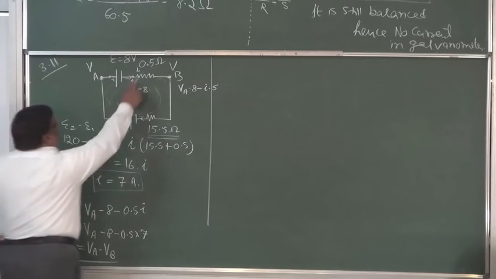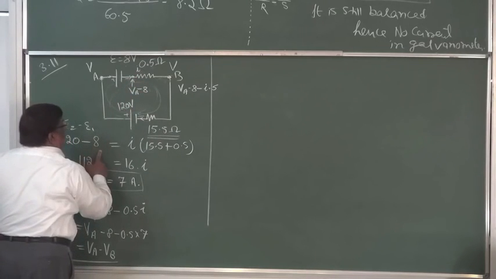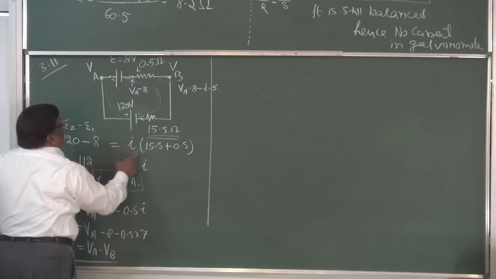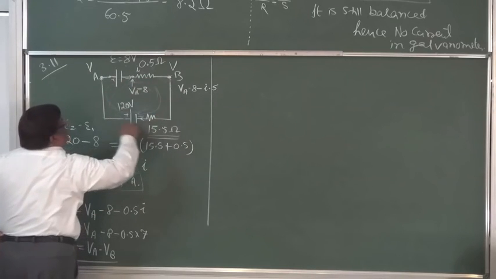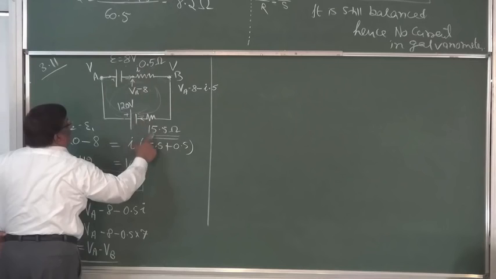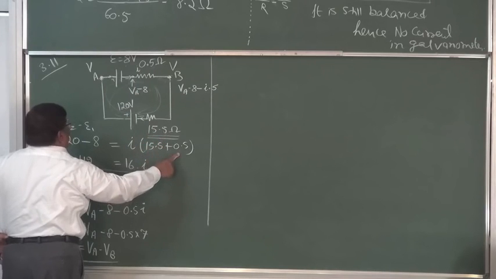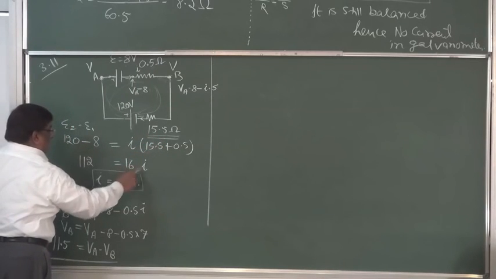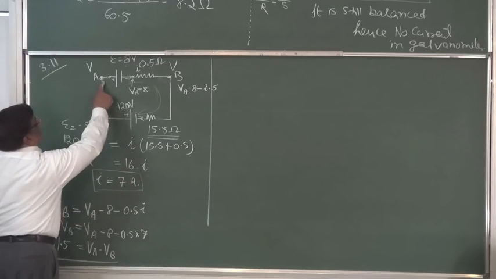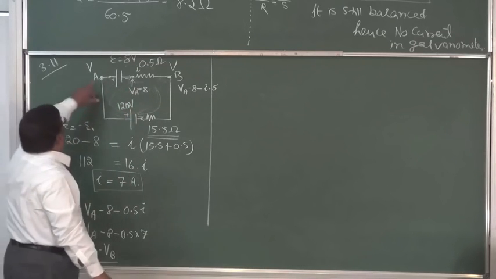ओके, करंट I फ्लो हो रही है और पोटेंशियल डिफरेंस इज इक्वल टू करंट इनटू रेसिस्टेंस, टोटल रेसिस्टेंस 0.5 प्लस 15.5. दिस इज द टोटल रेसिस्टेंस. यहां से हमको I की वैल्यू मिलेगी. उसके बाद यहां से हमने कैलकुलेशन स्टार्ट किया.